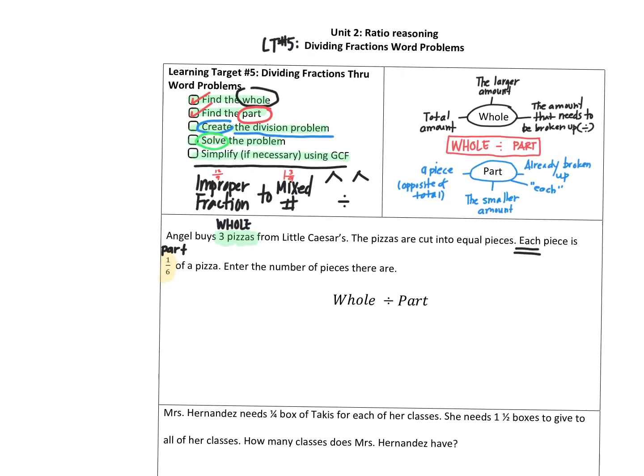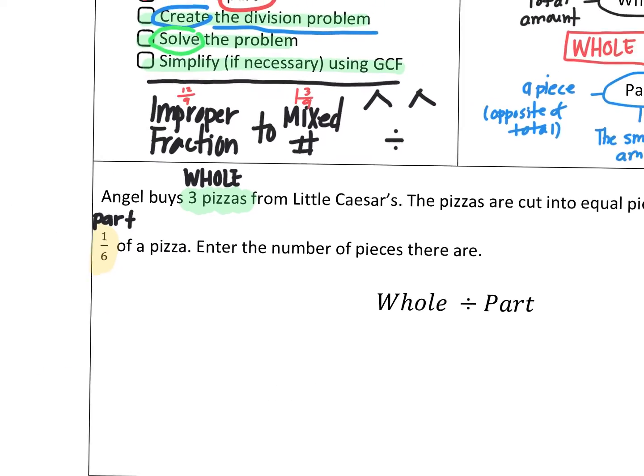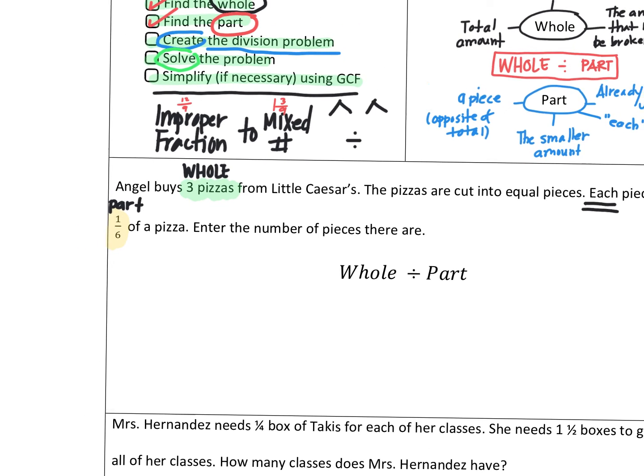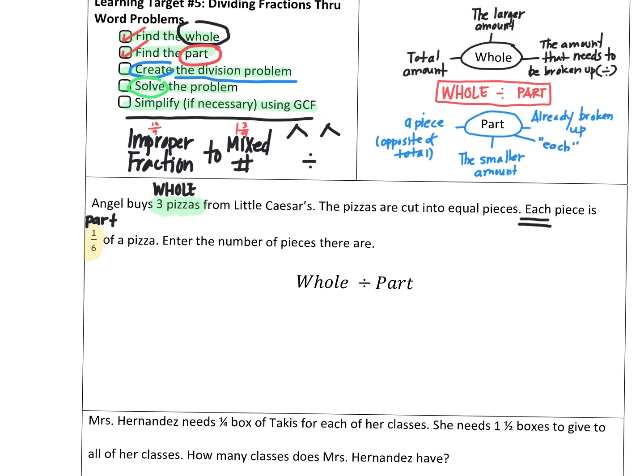Okay, let's go back. So we have the part, we have 3 pizzas, and then it says they're cut into equal pieces. And the whole question, let's go ahead and underline that, is enter the number of pieces there are. Okay, so we want to know how many pieces. So you have 3 whole pizzas, and we want to know how many pieces. Okay, I'm going to show you a couple of ways.